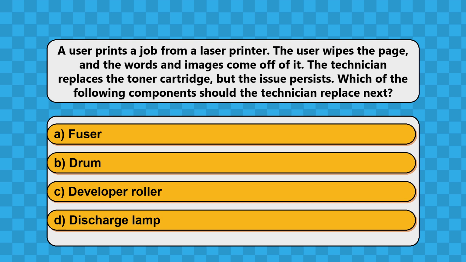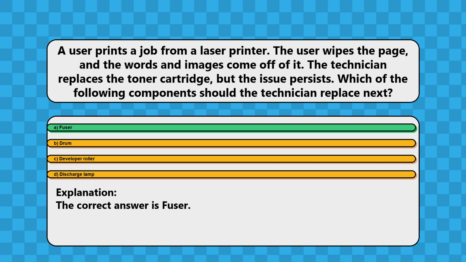Question 6. A user prints a job from a laser printer. The user wipes the page, and the words and images come off of it. The technician replaces the toner cartridge, but the issue persists. Which of the following components should the technician replace next? Option A, fuser. Option B, drum. Option C, developer roller. Option D, discharge lamp. The correct answer is option A, fuser.